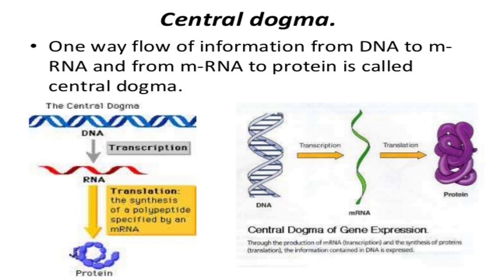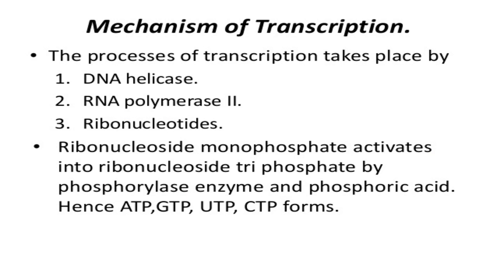Now, central dogma. What is central dogma? The one-way flow of information from DNA to mRNA and from mRNA to protein is called central dogma. Mechanism of transcription: the process of transcription takes place by DNA helicase, RNA polymerase II, and ribonucleotides. Ribonucleotide monophosphates are activated into ribonucleoside triphosphates by phosphorylation enzymes and phosphoric acid. Hence ATP, GTP, UTP and CTP form, meaning adenosine triphosphate and so on.